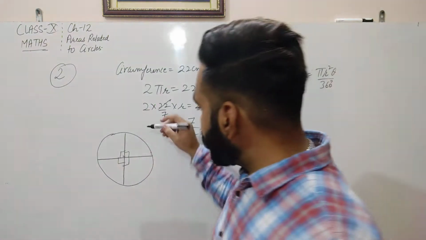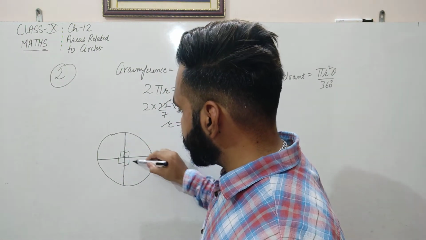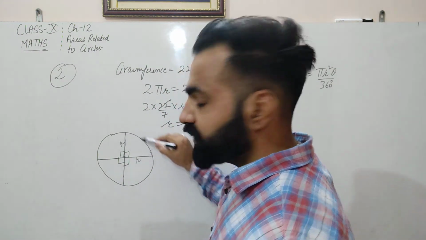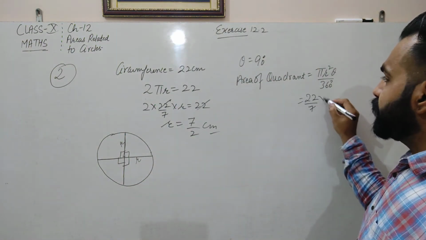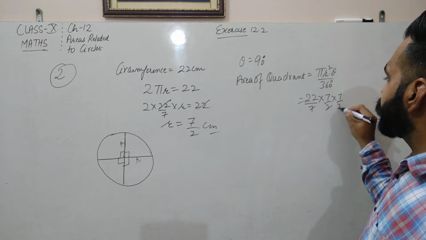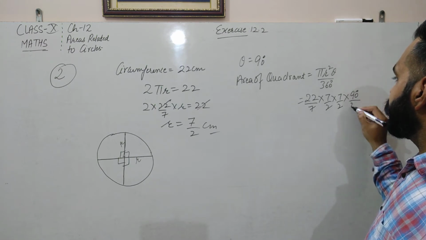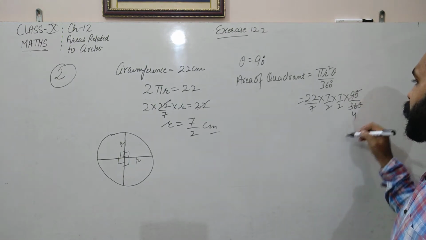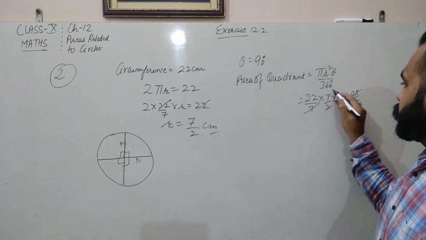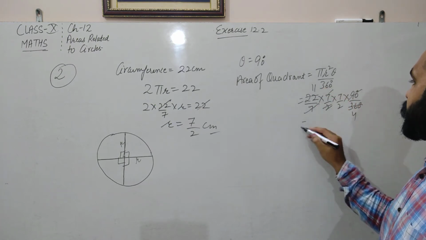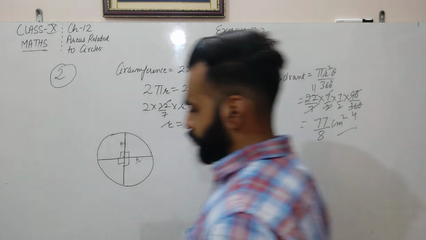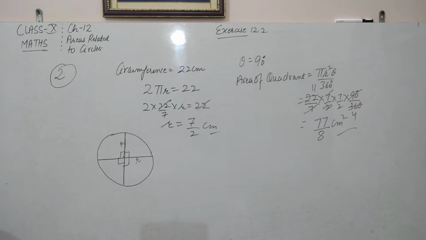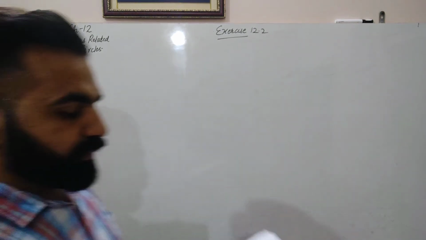Because each quadrant is in the form of a sector here. We can see this is the radius and this is the arc. So this will be a sector. So we will put the values. 22/7, r is 7/2, theta is 90 divided by 360. So this will be equal to 77/8 centimeter square. So this was the second question. See question number 3 now.